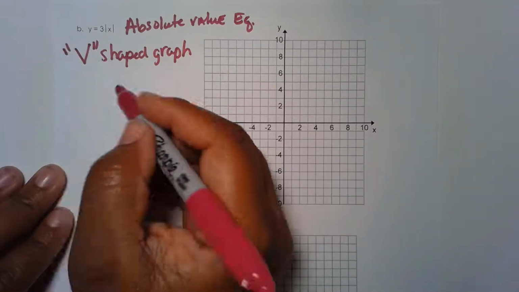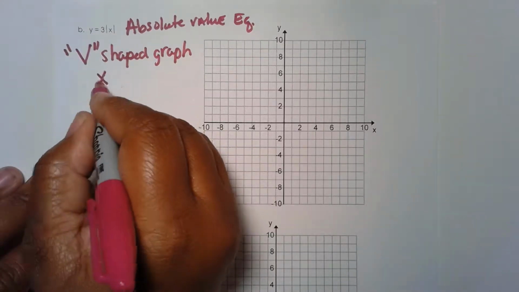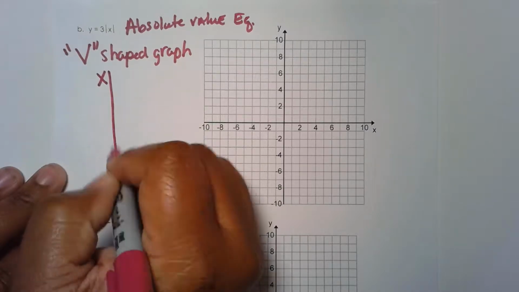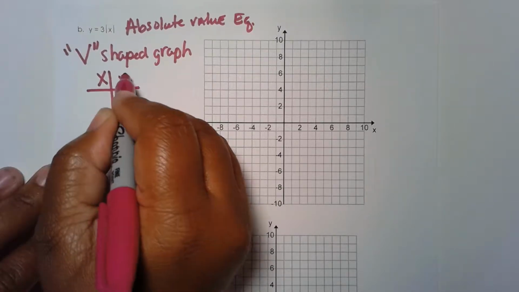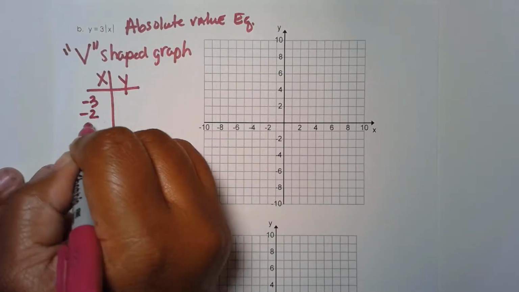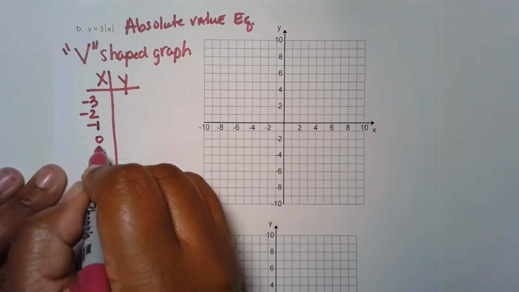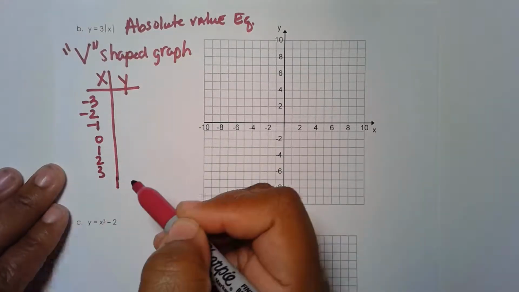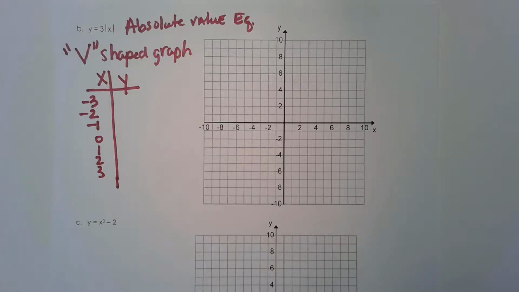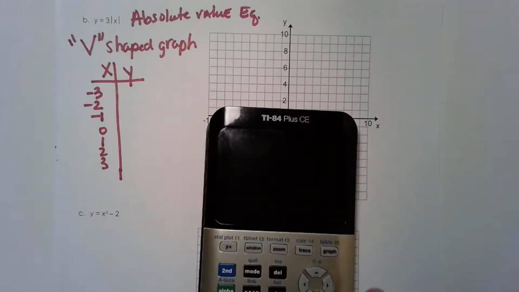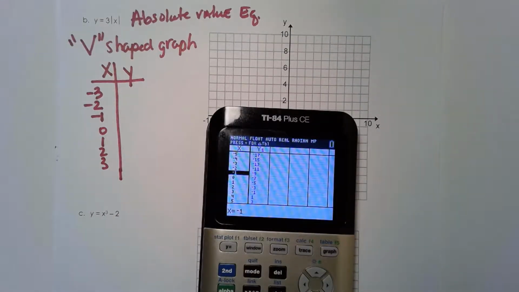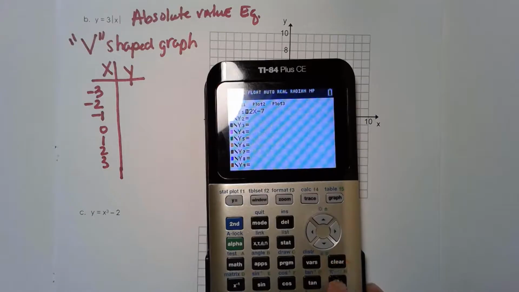So we're going to use those same 7 values, -3, -2, -1, 0, 1, 2, 3, and plug them into your calculator. Okay, so let me show you exactly where the absolute value symbol is at. So I'm going to go to the y equals screen and just clear it out. Press clear.